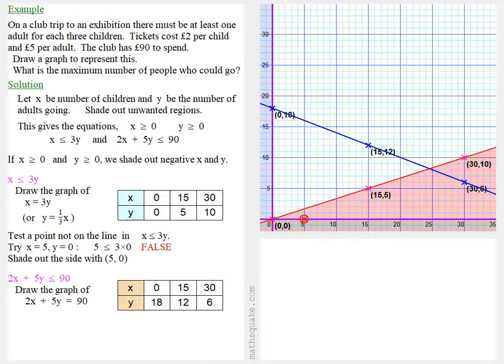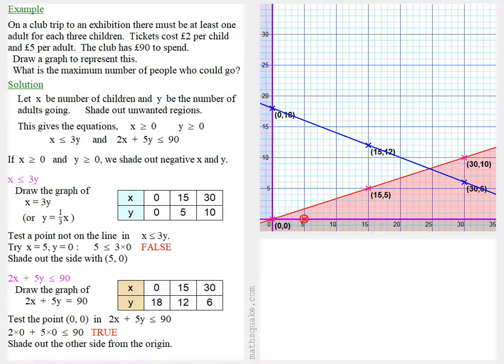Now we want to know which side to shade, so we choose a point not on the line. Let's choose the origin (0, 0). So, substituting them in the inequality, we get 2 times 0 plus 5 times 0 is less than or equal to 90. That's true. So we shade the other side from the origin. And that gives us our graph.